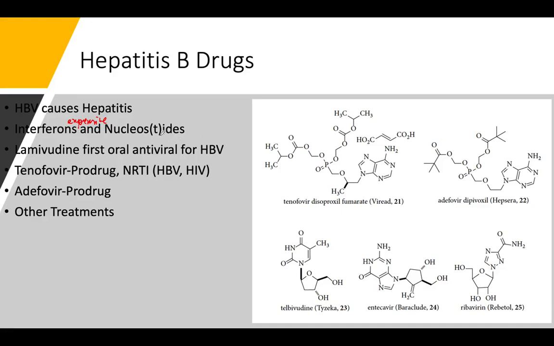And when it comes to the nucleotides, there are a few of them that are available. Lamivudine, that we saw in an earlier slide, was the first oral antiviral for HBV. And I would like for you to start noticing the trend. You discover an antiviral drug and you start to find out that those drugs can sometimes have broad spectrum antiviral activity. Initially, lamivudine was discovered for the treatment of HIV. Now we see that it's also available for the treatment of HBV here.